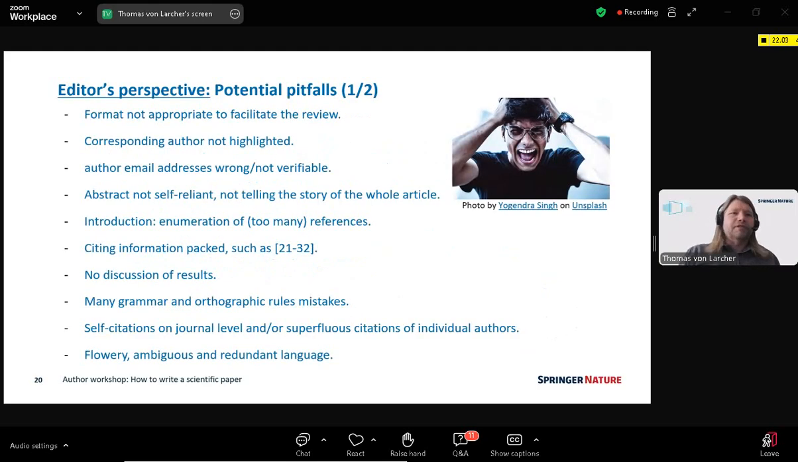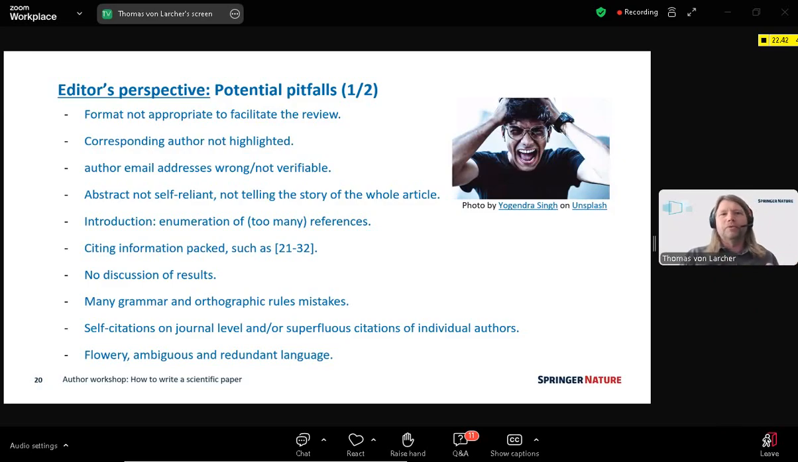So, potential pitfalls that I have seen in manuscripts that came on my desk. Often the format is not appropriate to facilitate the review, right? So no line numbers, no spacing between sections, no page numbers, etc. The corresponding author is not highlighted. This is also a no-go. The author's email address cannot be verified. What should we do as a publisher? The abstract is not telling the story of the whole article, right?